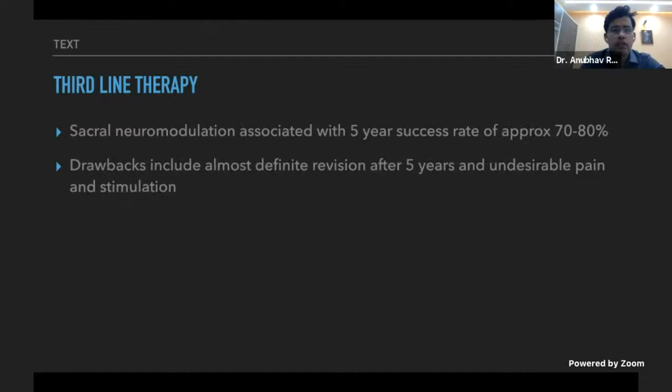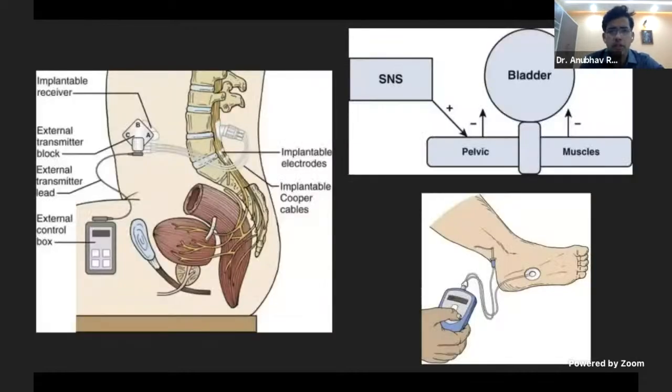So like you can see, sacral neuromodulation is associated with a 5-year success rate of around 60%, and drawbacks include almost definitive revision which will be required after 5 years, and undesirable pain and stimulation. So this is how sacral nerve stimulation is done. An electrode is implanted into the sacral nerves in the back, and you have an external control box. It gives continuous stimulation to the sacral nerve, which overall inhibits the sensory nerves to the urinary bladder. So somehow it resets the circuits of the urinary bladder and prevents the patient from getting unnecessary urges.